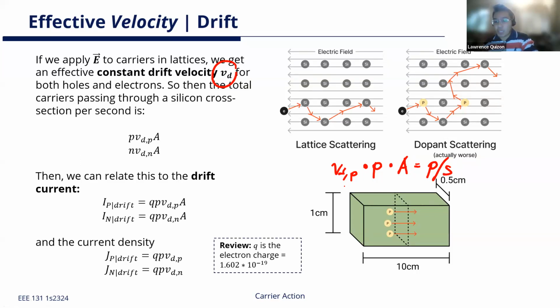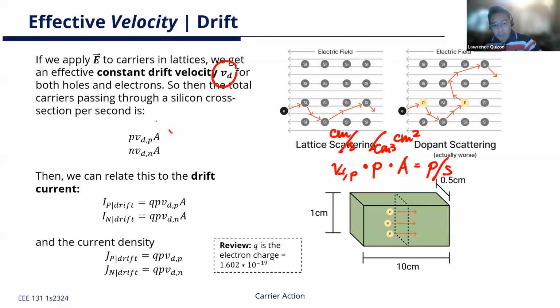So if you do the dimensional analysis, no? This is cm squared area, this is per cm cube concentration, and this is cm per second, no? All the cm cancel out, you get 1/second, no? So the number per second, no? Likewise, you could do the same math for electrons, right?